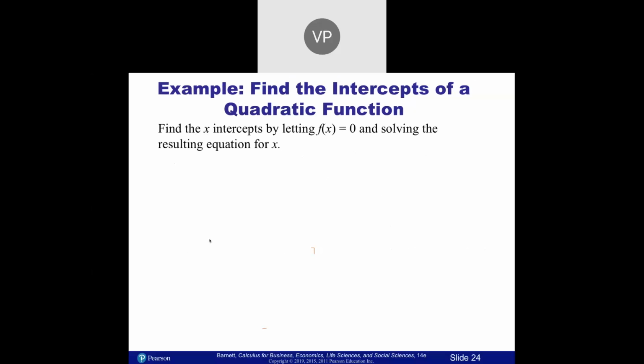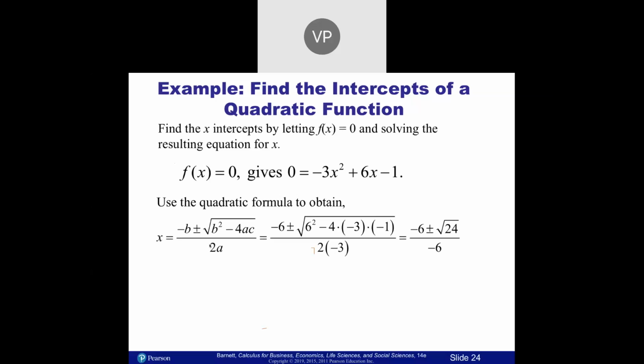To find the x-intercept, we set the entire function equal to 0. You let the y be 0. So you put 0 equals -3x squared plus 6x minus 1. And then if you can factor, factor. If not, you have to use this quadratic equation. Okay, the quadratic formula. -b plus or minus the square root of b squared minus 4ac, all of that over 2a. And plug things in.